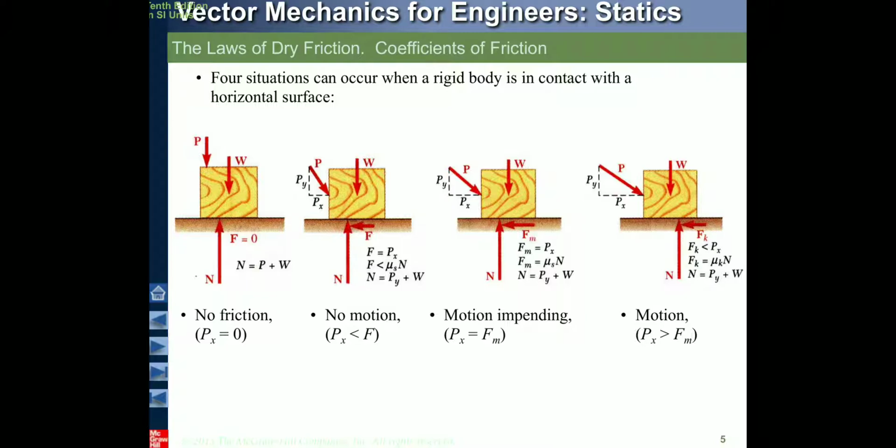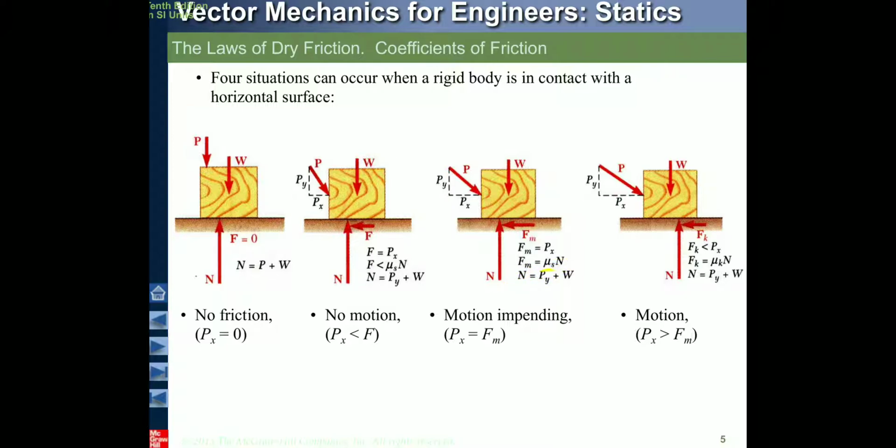Then see the third condition, which is impending motion. Impending means just about to move, right? It is not moving, but it is at the moment of starting to move. So here also the friction F is equal to Px.